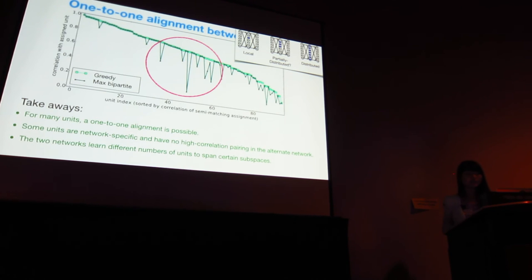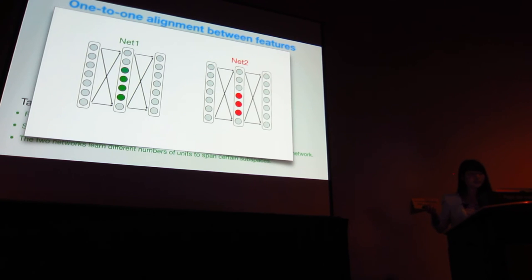So let's imagine that the partially distributed hypothesis is true. And then what we would expect to see, for example, an intuitive explanation would be that net one might learn to span a subspace of human faces using four neurons here, and that net two learns to span the similar subspace with three neurons. And so greedy matching might find these pairings.